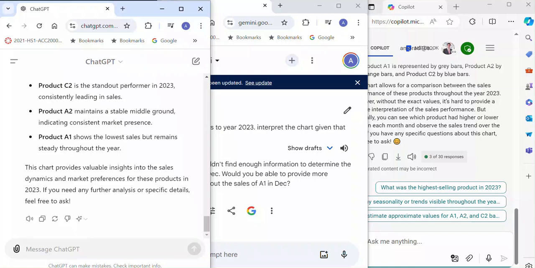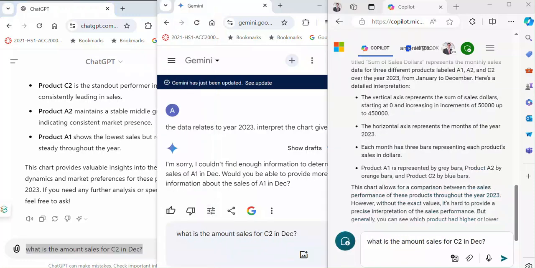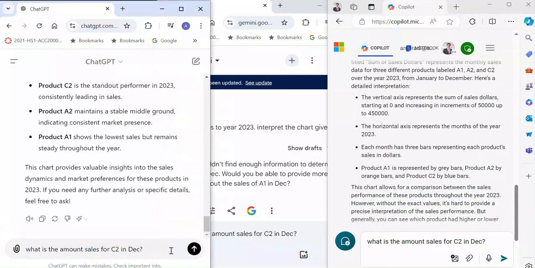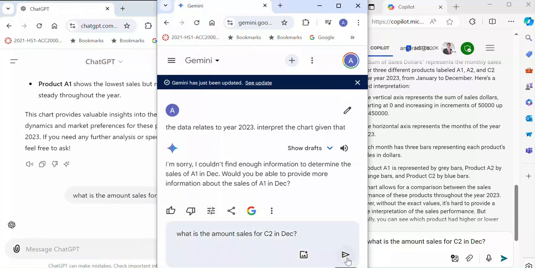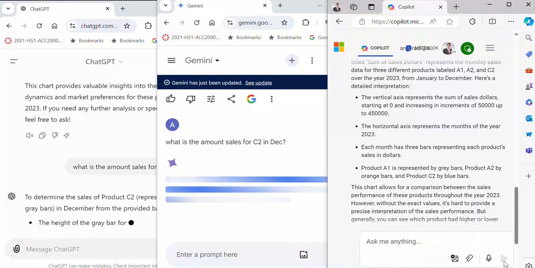Of course, there are still not many details in terms of the amounts, but in terms of considering the context and updating information based on the year, Copilot and ChatGPT did it.